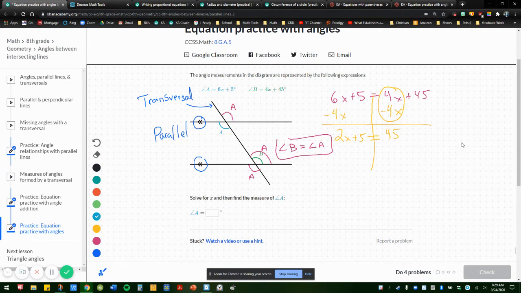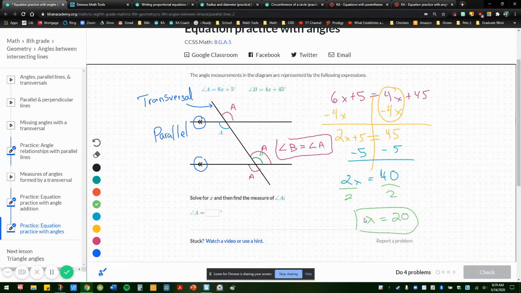Now again, you might not need to write that out. I always undo the adding or subtracting first. So I'm going to undo the plus 5 with minus 5 on both sides. So 2x is equal to 40. Ooh, let's change that. There we go. And then lastly, if I divide both sides by 2, I get x is equal to 20.